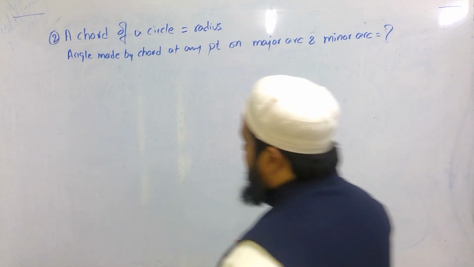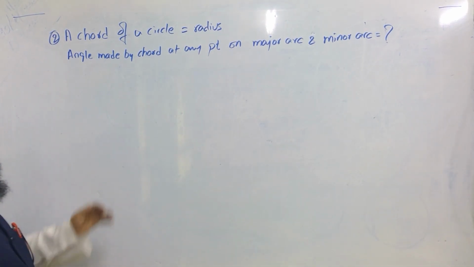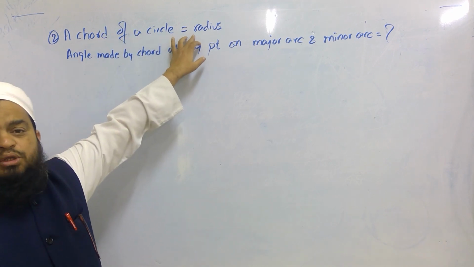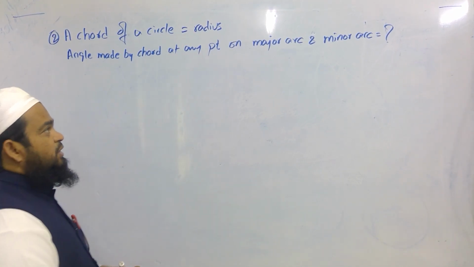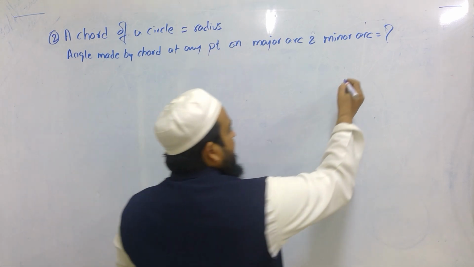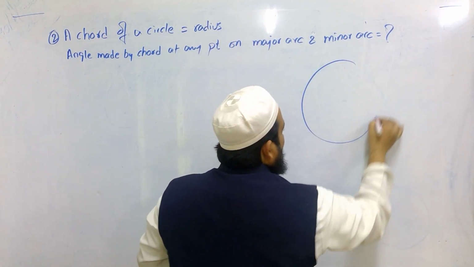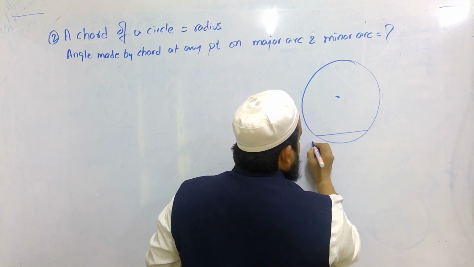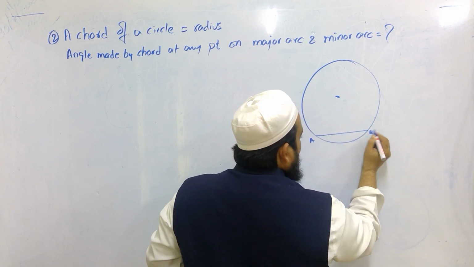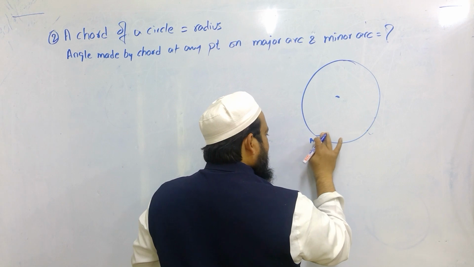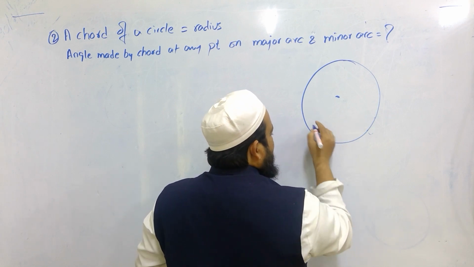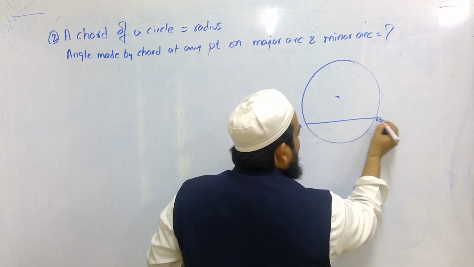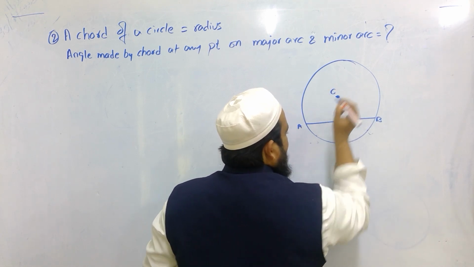Now, students, see the second question which is given. A chord of a circle is equal to the radius of the circle. Now let us draw the diagram for this. The chord is equal to the radius of the circle. Let us say this is a chord AB. For this question, let us draw a bigger chord. This is AB, and this one is the center C.